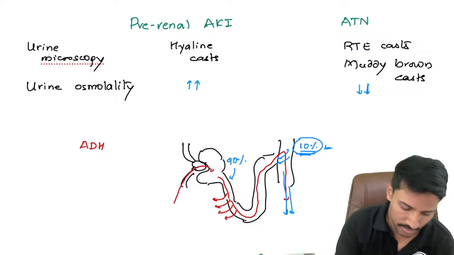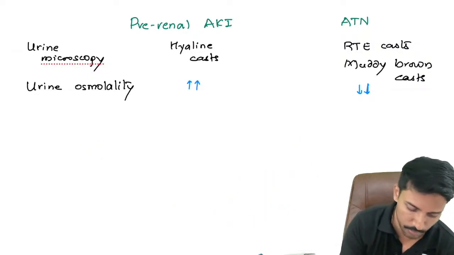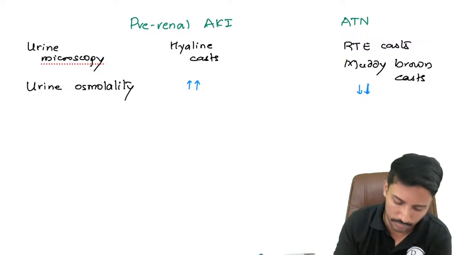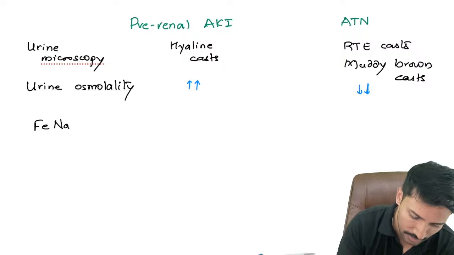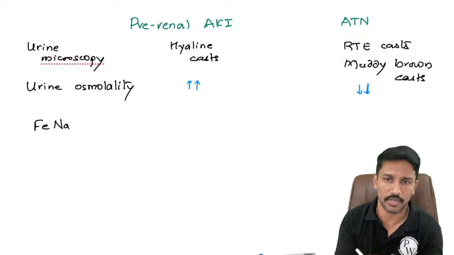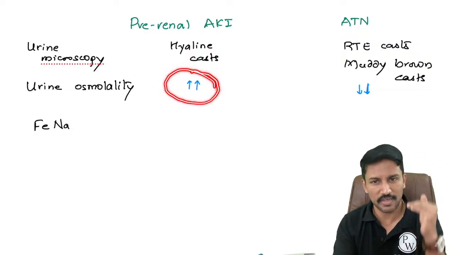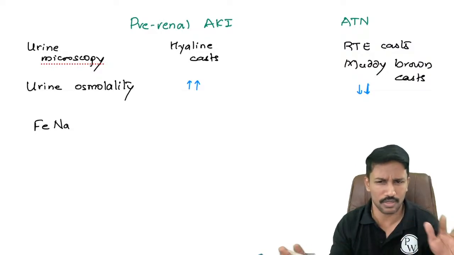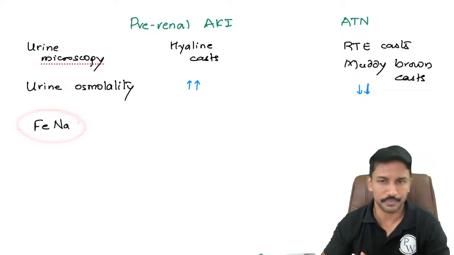Now the next most important parameter that you should write for differentiation between pre-renal AKI and acute tubular necrosis. That's the single most important thing that the examiner is looking for. That is fractional excretion of sodium. Otherwise you can build this whole table. You can also talk about urine specific gravity. Here the urine is more concentrated, so the specific gravity will be high. Here the urine is more dilute, so the specific gravity will be low. Those are not something that the examiner is keenly looking for. He is mainly looking for FENA.